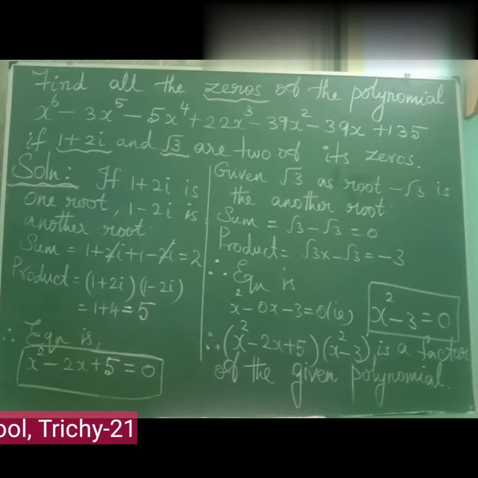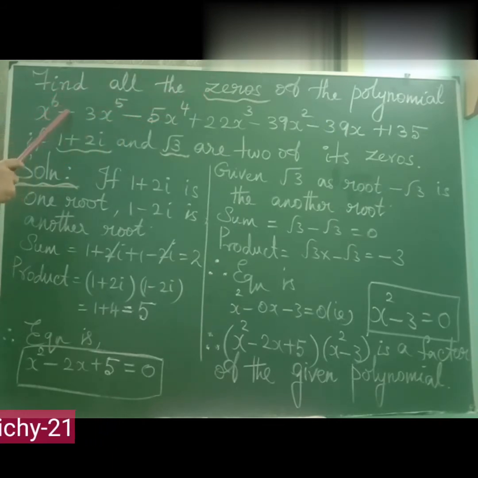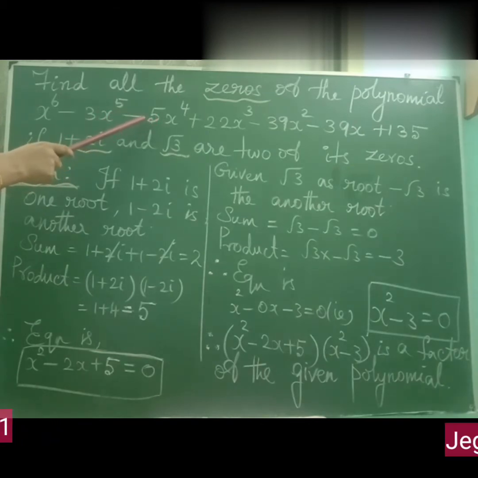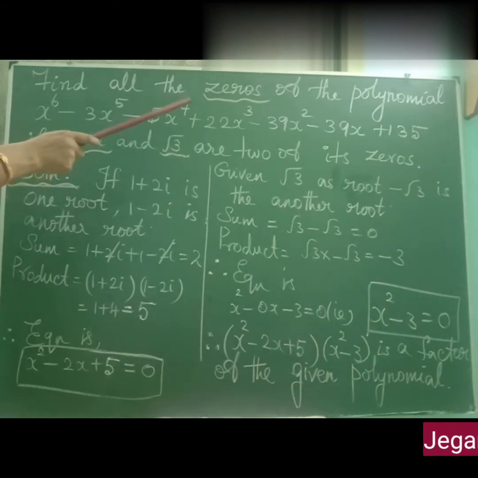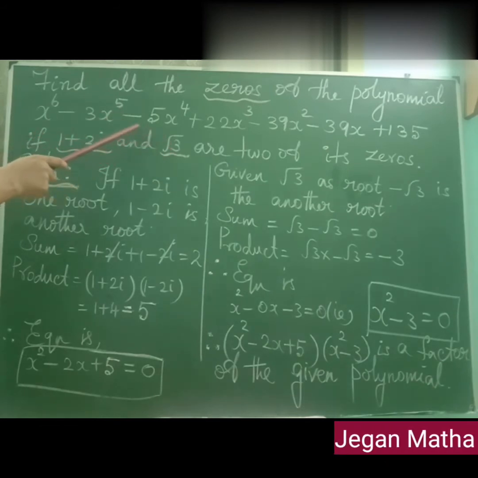Here the question is: find all the zeros of the polynomial x power 6 minus 3x power 5 minus 5x power 4 plus 22x cube minus 39x square minus 39x plus 135, if 1 plus 2i and root 3 are two of its zeros.